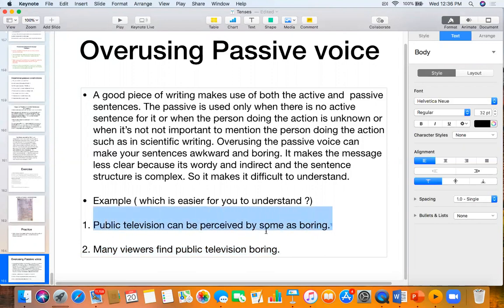So if you keep filling your essays or your writings with this kind of sentence, people are going to get bored, and it's going to be very difficult to get the message. So usually, you have to use this only when it is absolutely necessary. Otherwise, don't use it.